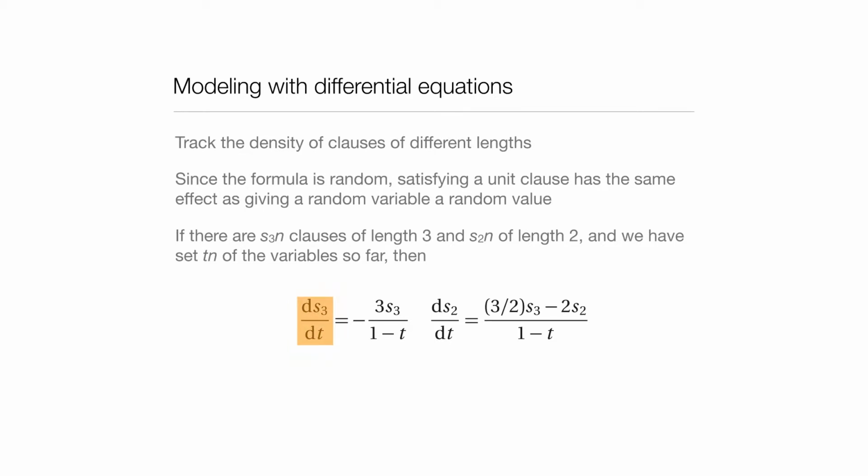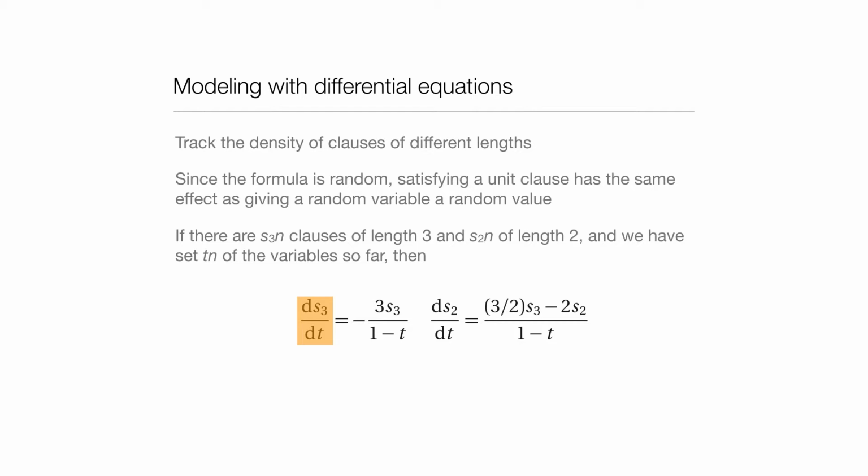Good. So, let's look at these differential equations. What is ds3 dt, the typical change in the density of three variable clauses? Well, it's a little bit like radioactive decay, right? If you have a bunch of plutonium atoms, then in each moment of time, each one of these has a certain probability of decaying and not being that isotope of plutonium anymore.